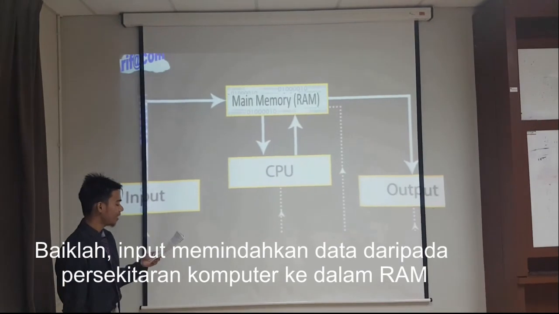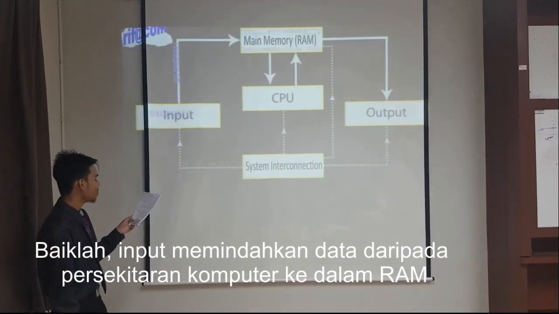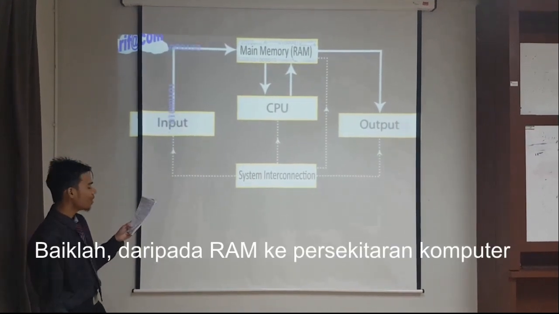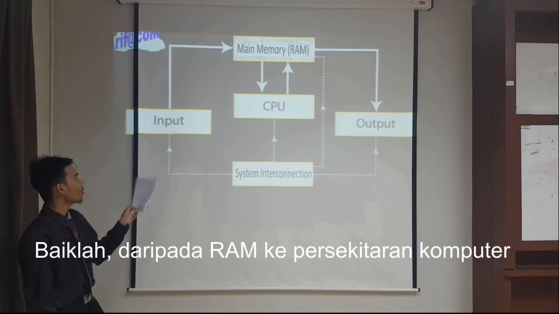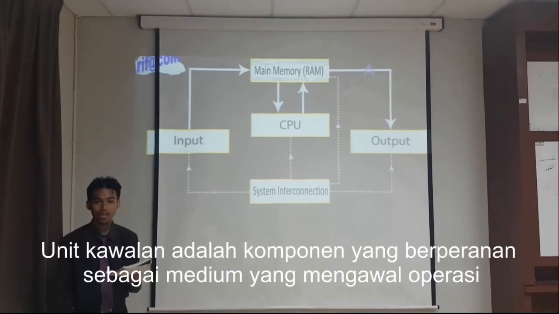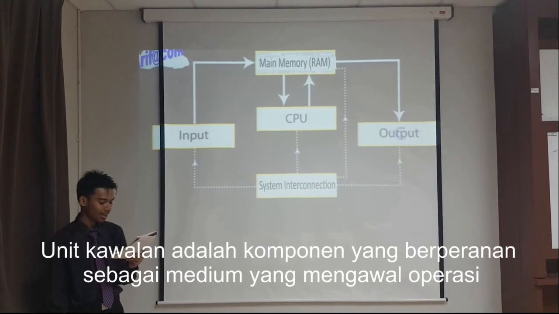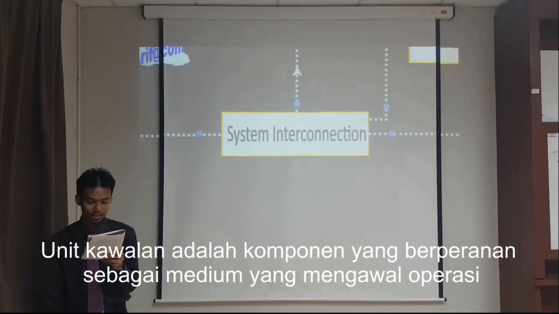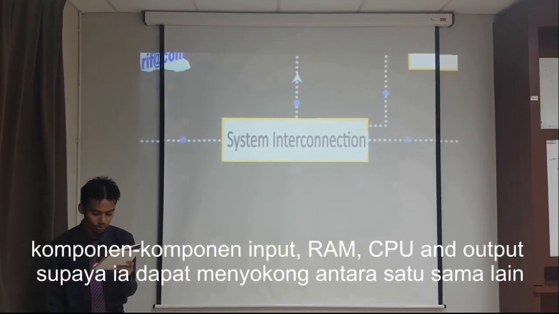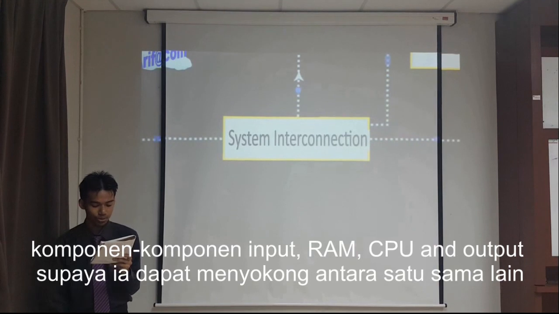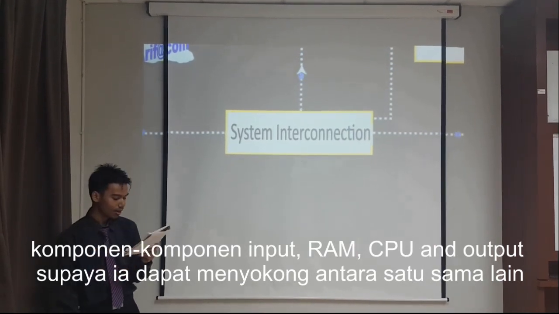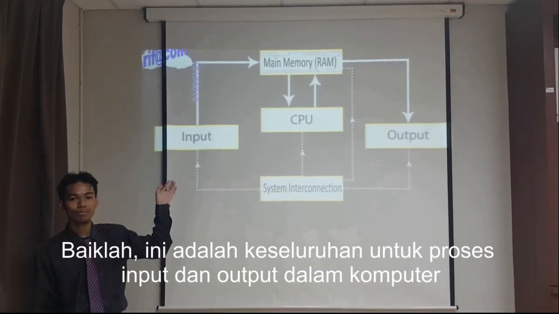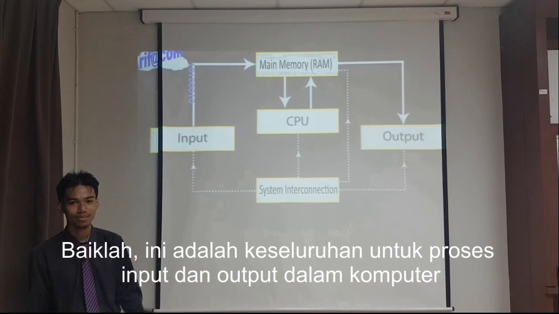Input transfers data from the computer environment into memory, and output transfers it from main memory to the computer environment. The system interconnection is the component that serves as a medium controlling the operation of the input, RAM, CPU, and output components, so that they support each other. This is the overall process of input and output in the computer.